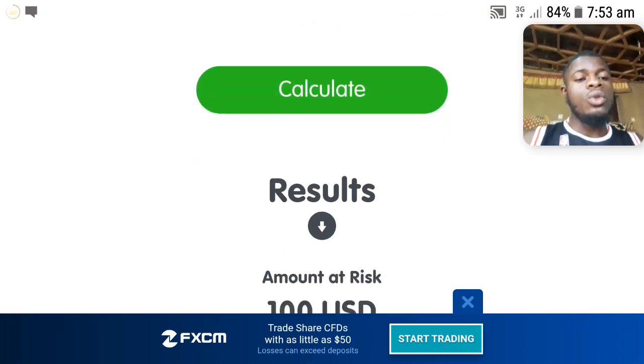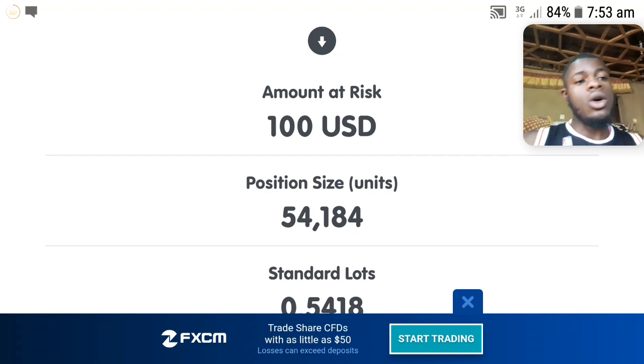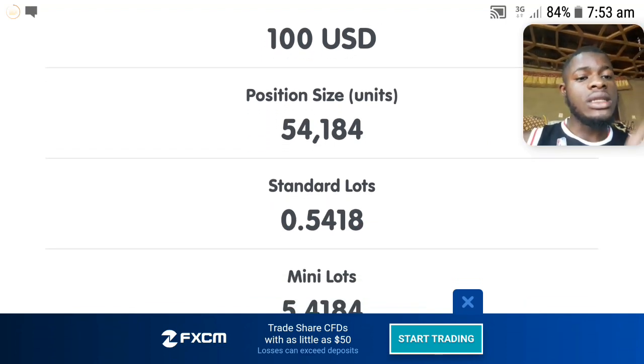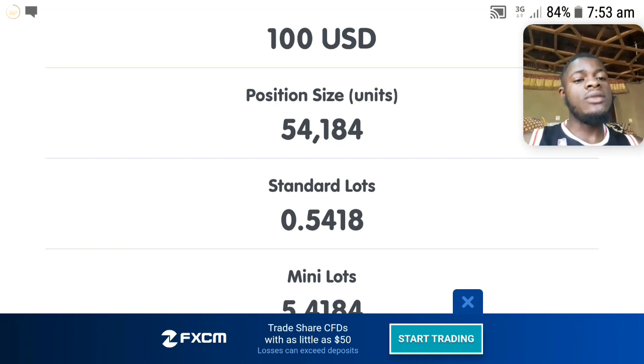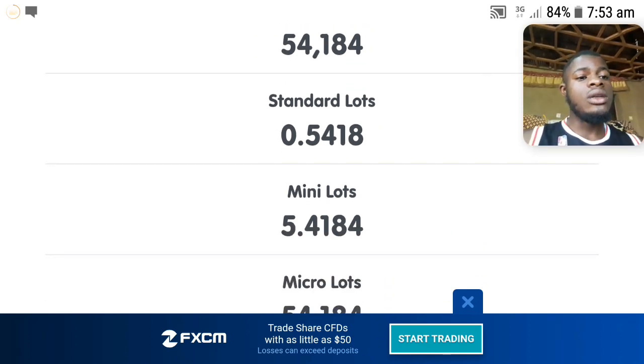Okay, when you hit calculate, you'll be risking the same $100 on a $5,000 account, and your position size is no longer going to be 50,000 but 54,184 units. And for standard lots, you're going to use 0.5. So it means you're going to use 0.5 minimum standard lot. That's what it means.